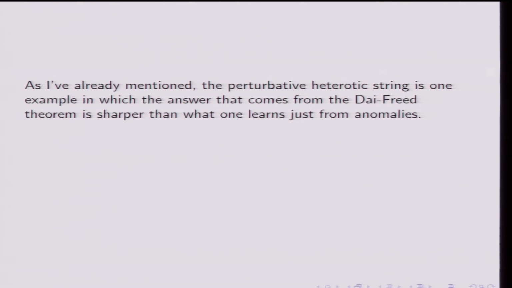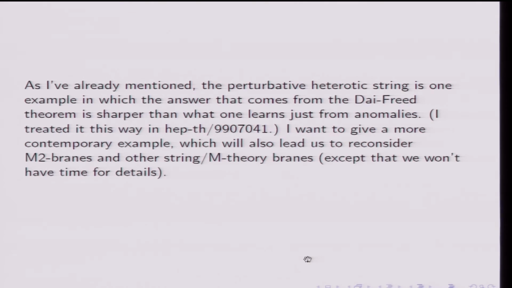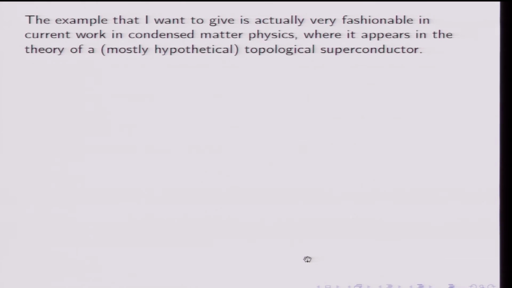So as I've already mentioned, the perturbative heterotic string is one in which what we learn from the Dai-Freed theorem is more than you learn from anomalies. I actually treated it this way in an old paper, but somehow without realizing that the Dai-Freed theorem was the general answer for fermions. I want to give a more contemporary example, which also would lead us to consider M2 branes and other string/M3 branes, except that we won't have time.